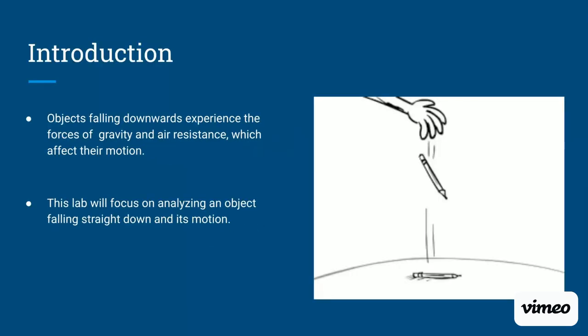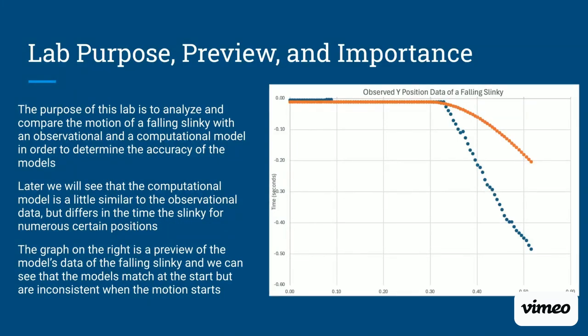Now, before we get directly into the lab, I think it's important to understand what the lab is precisely covering, which is falling objects. In real life, objects falling straight down experience the forces of gravity and air resistance, which will affect their motion. In this lab, we will be focusing on analyzing an object falling down in its motion and position. More specifically, this lab will be focused on comparing an observational and computational model that considers air resistance to see how similarly or differently they describe a slinky falling straight down.